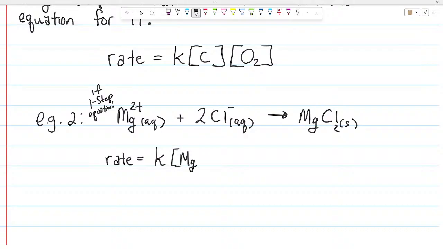Concentration of Mg 2 plus, right? Yeah. And does that get an exponent? No, because its coefficient is 1, right? Good. And? Cl minus, yep. And that's going to be squared.